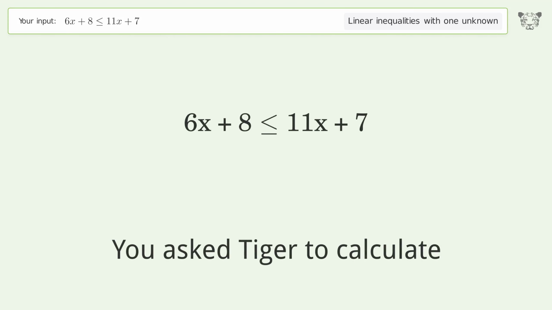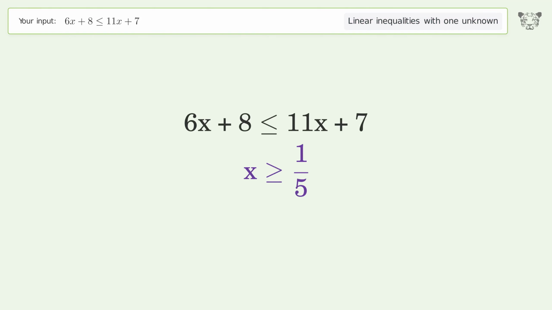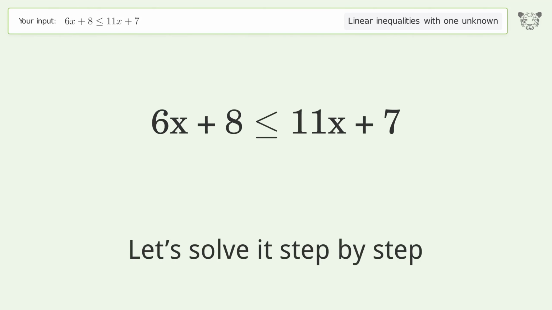You ask Tiger to calculate. This deals with linear inequalities with one unknown. The final result is x equal or greater than 1 over 5. Let's solve it step by step.